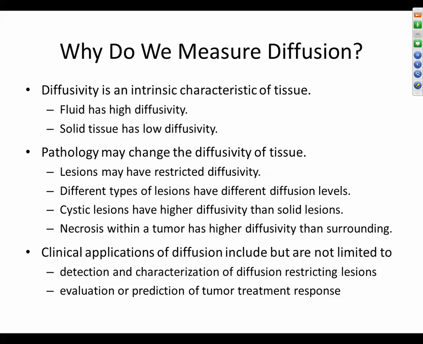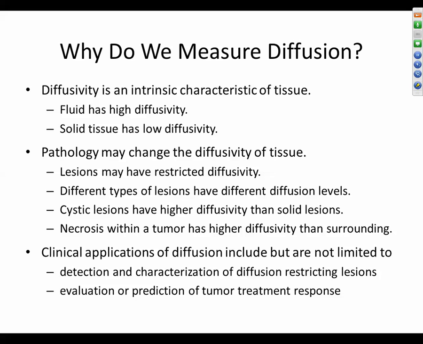Diffusivity is an intrinsic characteristic of tissue. For example, fluid can diffuse freely, so its diffusivity is high. And solid tissue, in contrast, cannot diffuse so freely, so its diffusivity is low. And the diffusivity of tissue can be changed by pathology. Most lesions may have restricted diffusivity, so we call them diffusion restricted lesions.